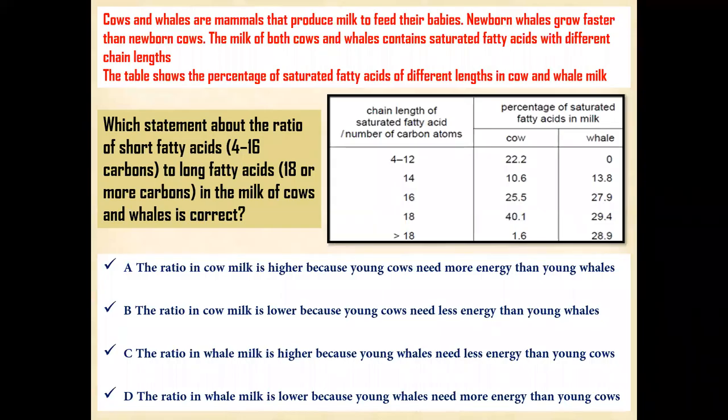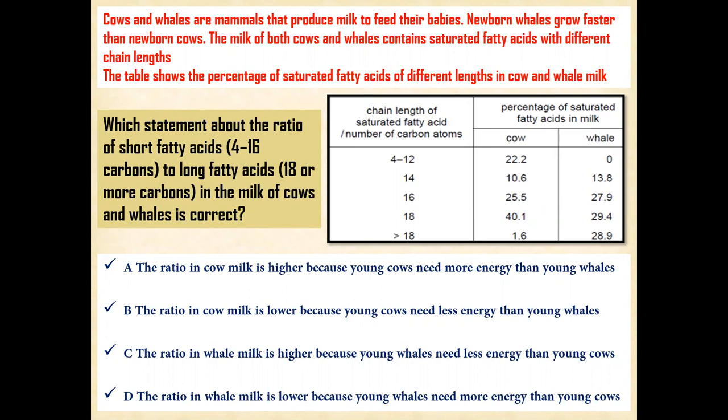Question, we are going to study the ratio of short chain fatty acids in the newborn cow and the newborn whale. The ratio of short chain fatty acids is different in the newborn cow and the newborn whale. According to the question statement, cows and whales are mammals. They produce milk to feed their babies. Now, the newborn whale grows faster than the newborn cow.